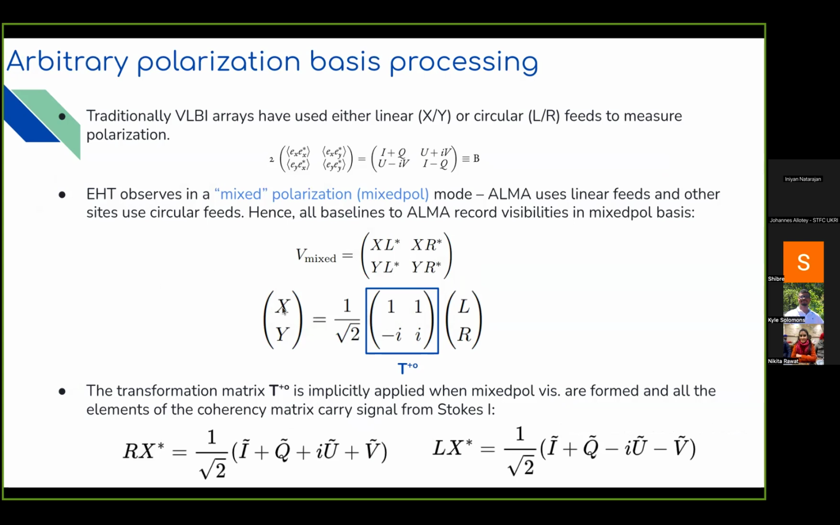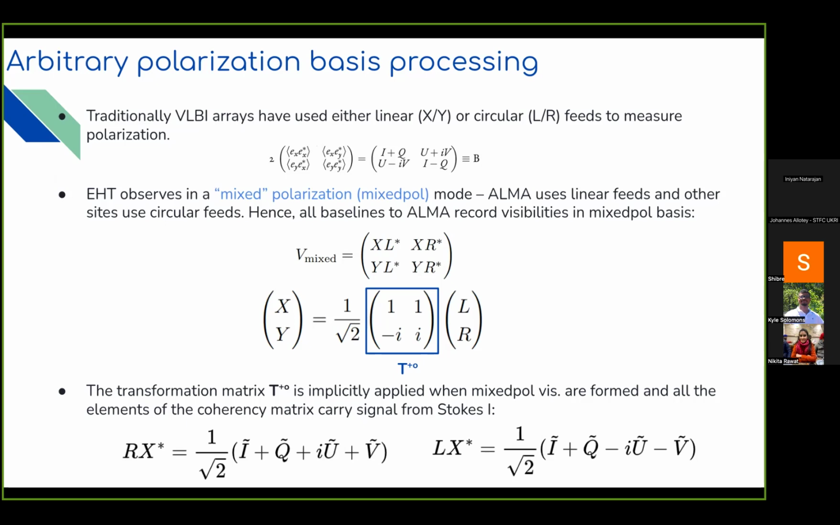So this is the equation that you saw earlier. The four Stokes components just translate easily to the four complex visibilities that you measure. But EHT is a special case. It observes in a mixed polarization mode, where ALMA uses linear polarization feeds and other sites use circular feeds.